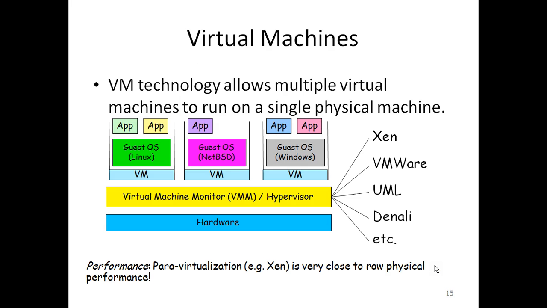Virtual machine technology allows multiple virtual machines to run on a single physical machine. In this, you can see there is a virtual machine monitor, or hypervisor. The virtual machine monitor can be Xen, UML, and so on. There are three different types of operating systems, for example Linux, NetBSD, and Windows.